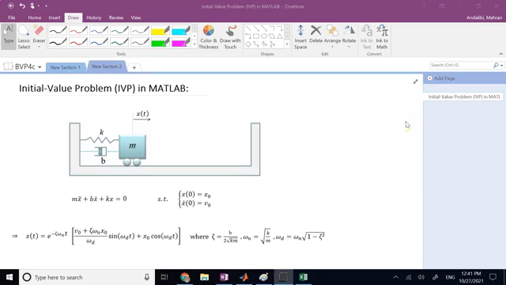The other type of problem we have is called initial value problem or IVP, where the independent variable is time, and the ODE, the differential equation, is described in terms of derivatives with respect to time. Here we show them with dots. So for this mass spring damper system with no external force, the governing equation, as you can see, is m x double dot plus b x dot plus k x equals 0. And you have two initial conditions. x of 0 is x naught, and x dot at 0 is v naught.